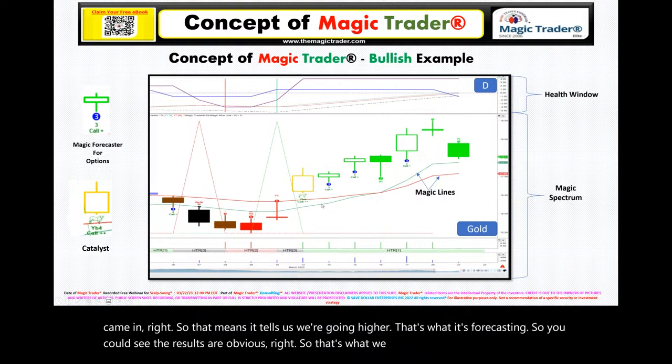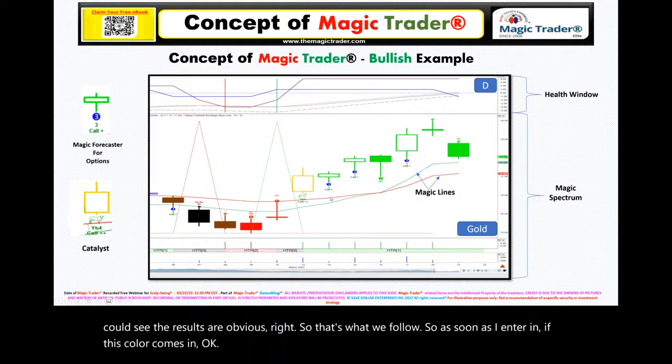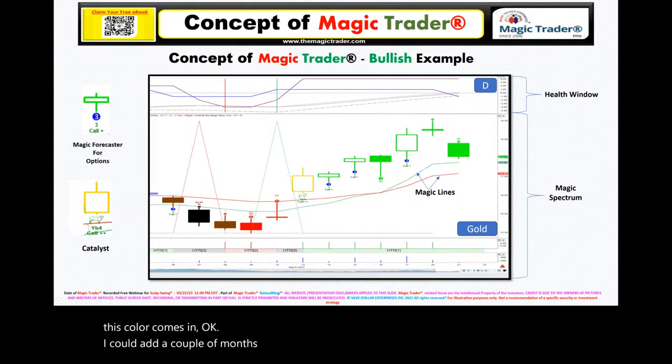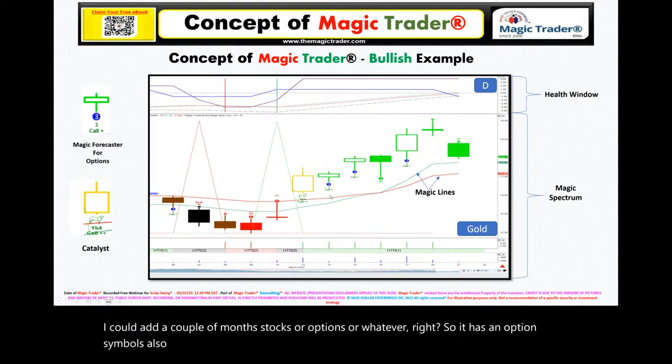So as soon as I enter in, if this color comes in, okay, I could add a couple more stocks or options or whatever, right? So it has option symbols also. So you don't need to scratch your head. Can I buy options or not? So everything is done for you.